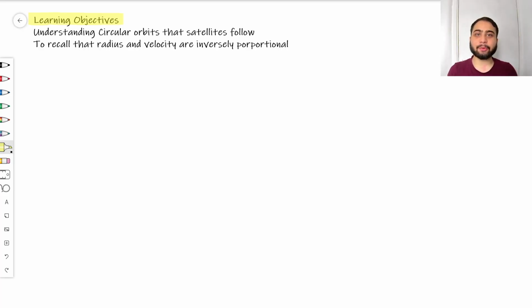My name is Minam and today we're going to be looking at circular orbits. Some of our learning objectives are to understand what circular orbits actually are, that natural and man-made satellites both follow, and to recall that radius and velocity are inversely proportional when we're looking at orbit.